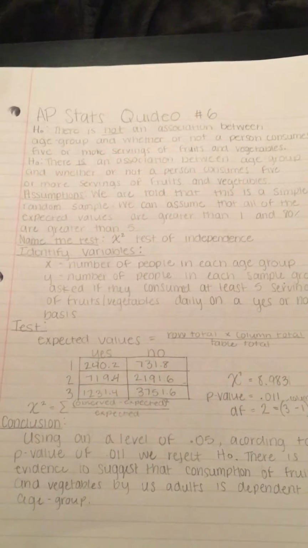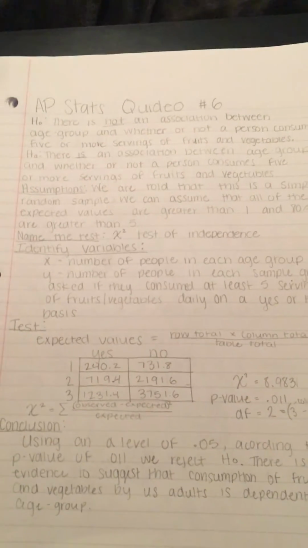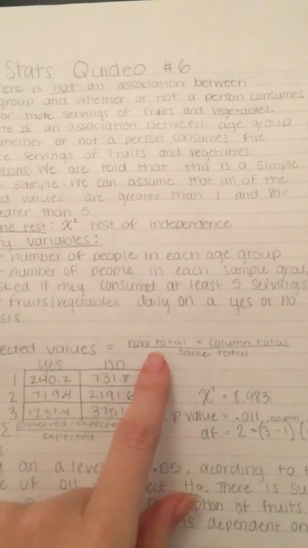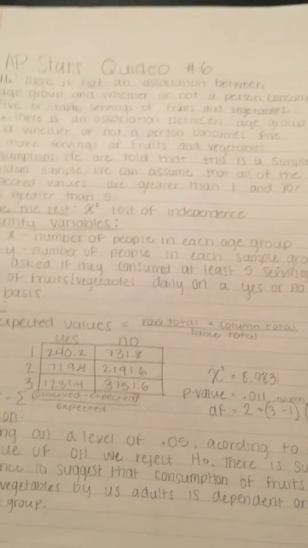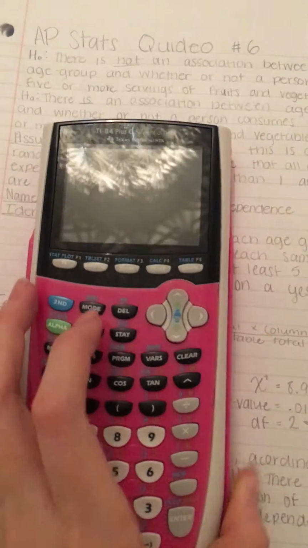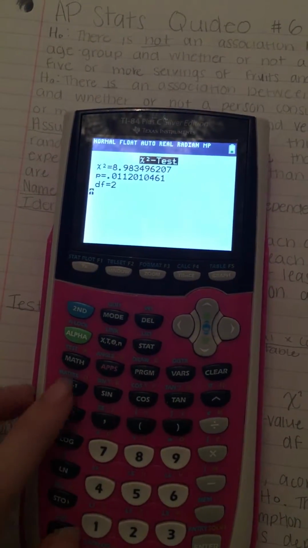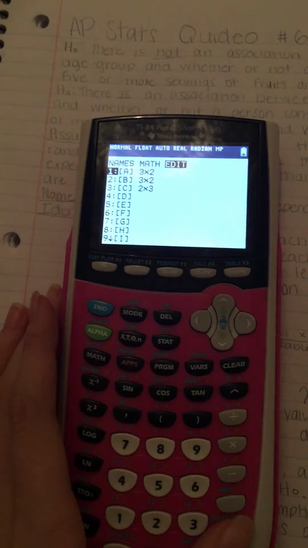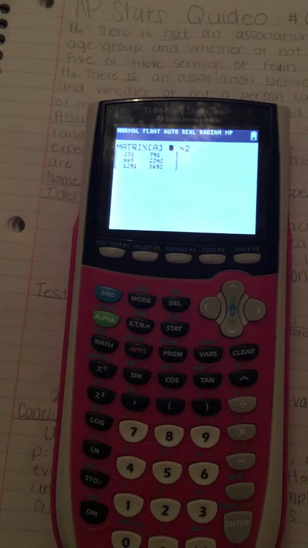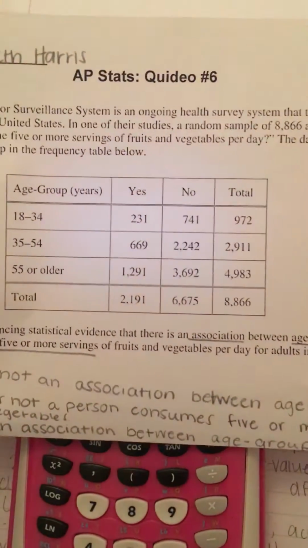So first we're going to do our expected values. In order to find expected values, you can do row total times column total over table total. You could also do it in the calculator. So you're going to go to second, matrix, go over to edit, select matrix A. As you can see, I've already put in all the data for this problem, as you can see here.